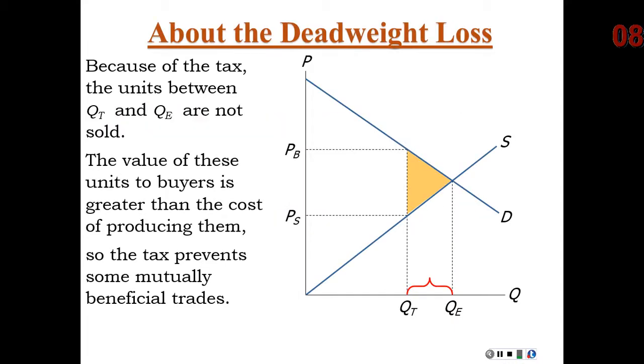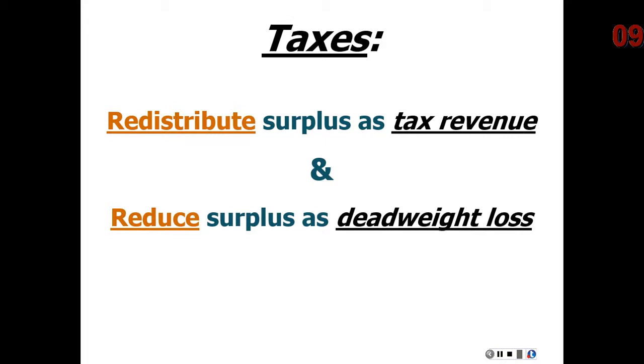And so again, in a competitive market, total surplus will always be larger. Efficiency will always be larger. Economic value will always be larger in a market without a tax compared to a market with a tax because of the deadweight loss. So taxes redistribute surplus, and that's represented by the tax revenue. That's still surplus, but it's just been redistributed. And a tax will reduce surplus as well, and that's represented by the deadweight loss figure.